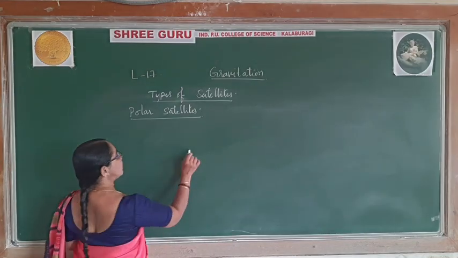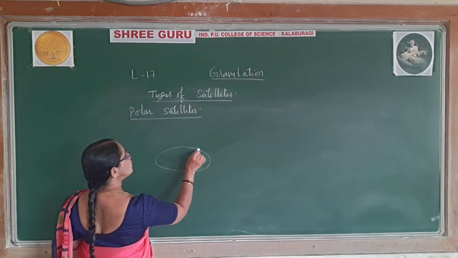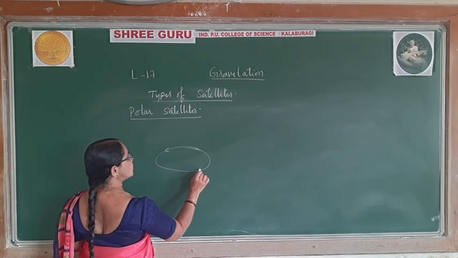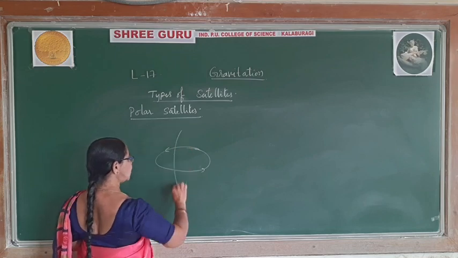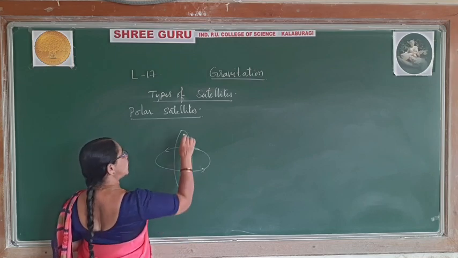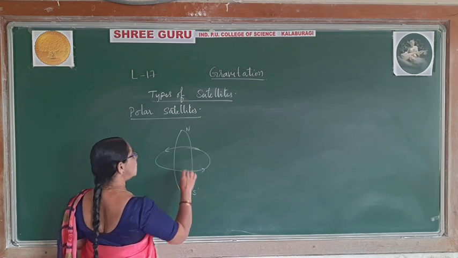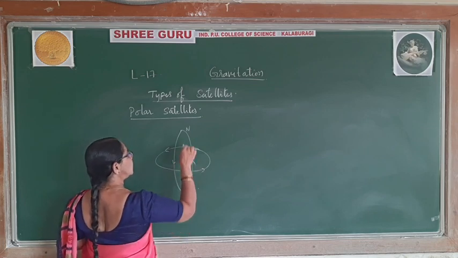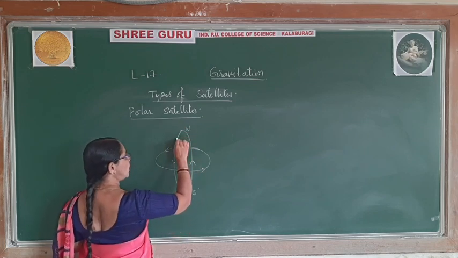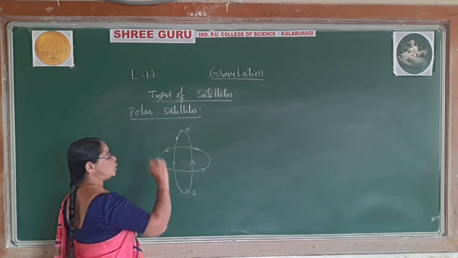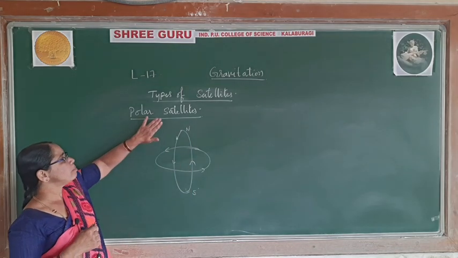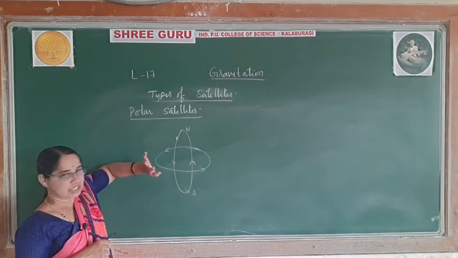Suppose this is the earth, which is moving from west to east direction, but our satellites will be moving around like this. Let me say this is north and south, and it will be moving like this. This is how the satellite will be moving around, from poles to poles, in this direction.